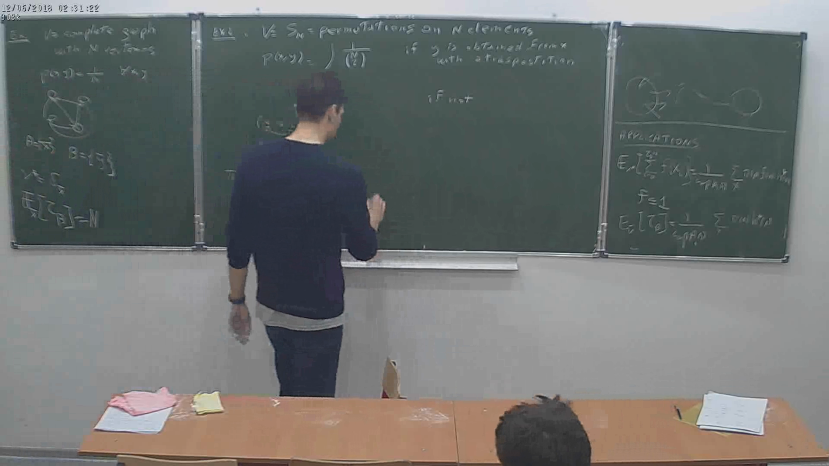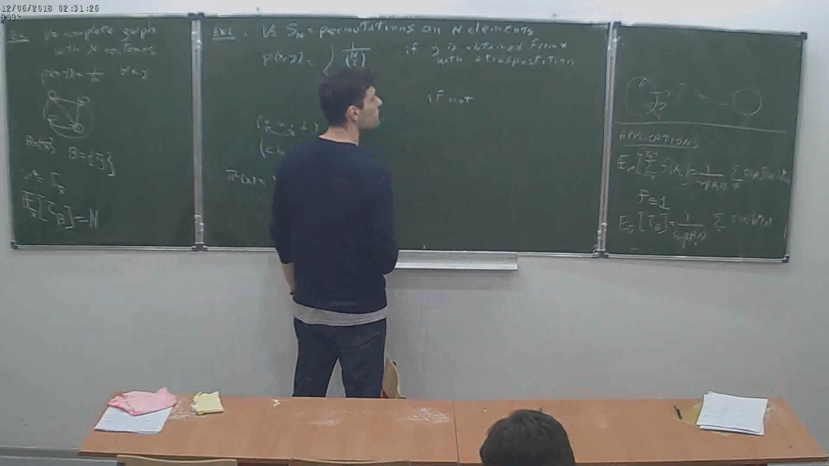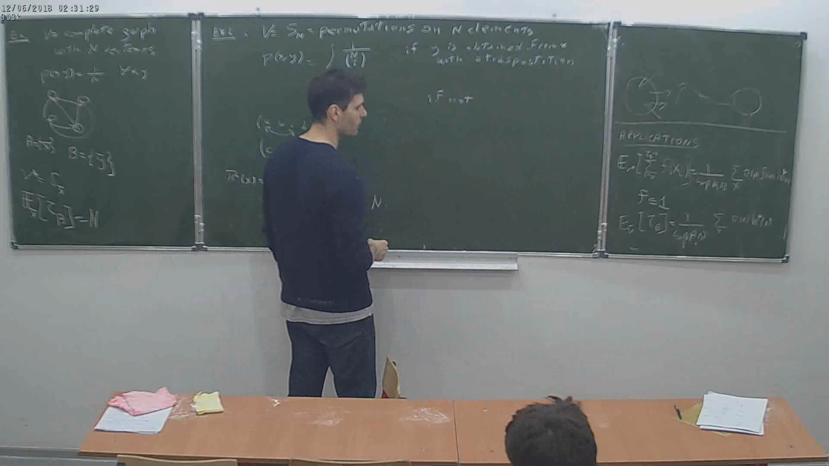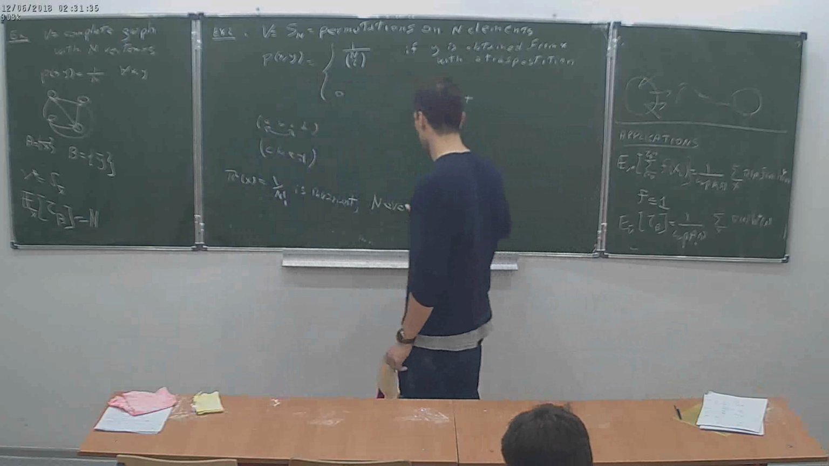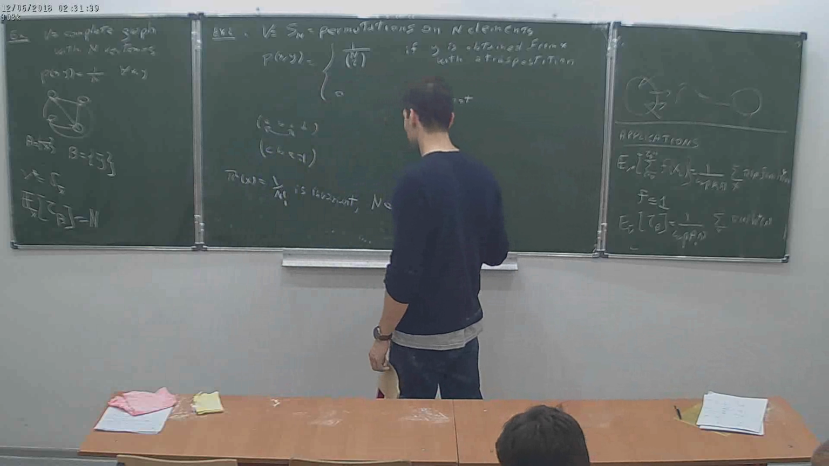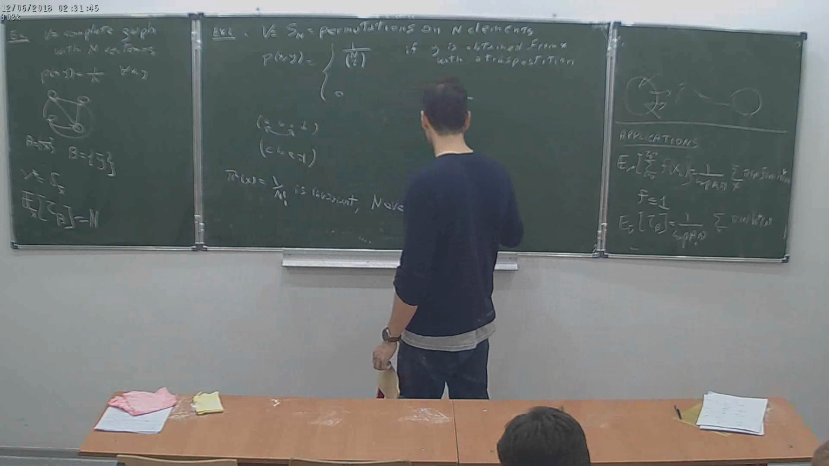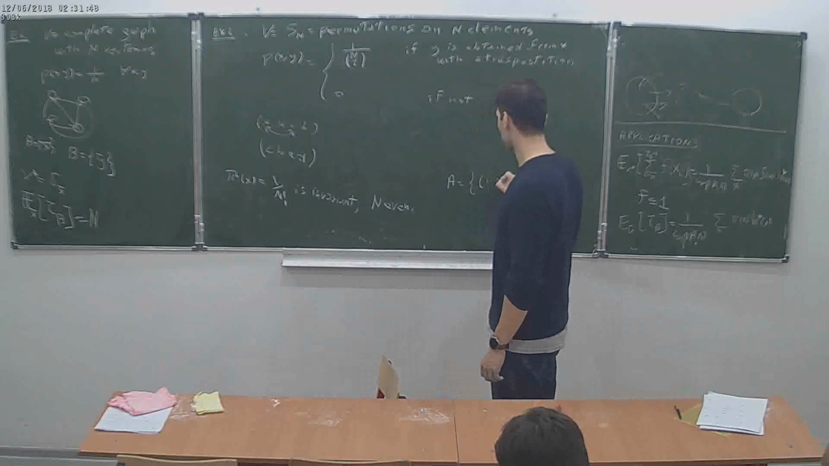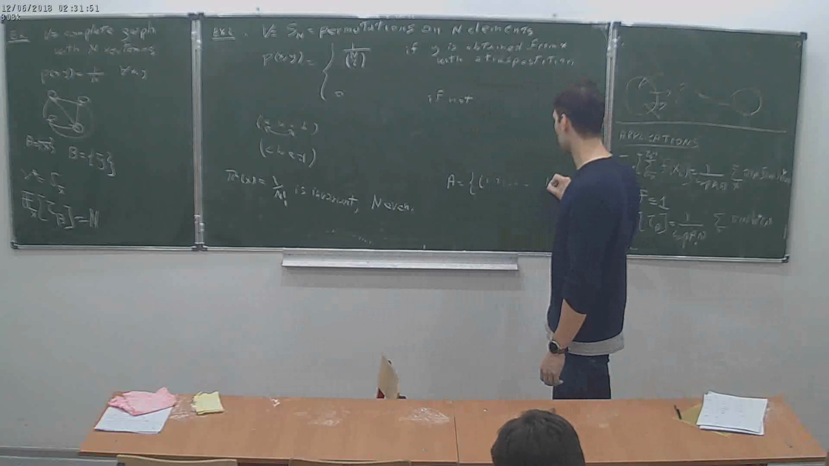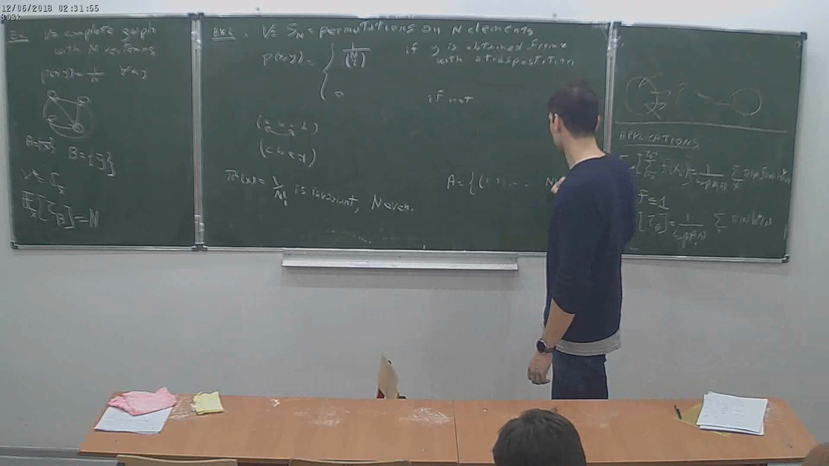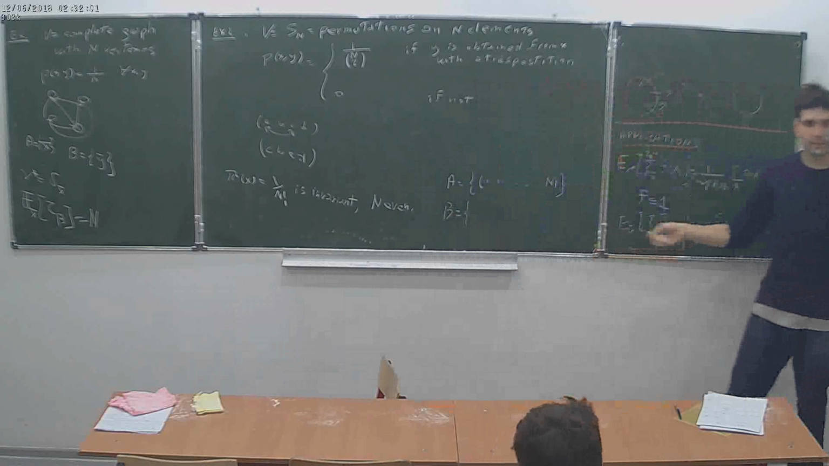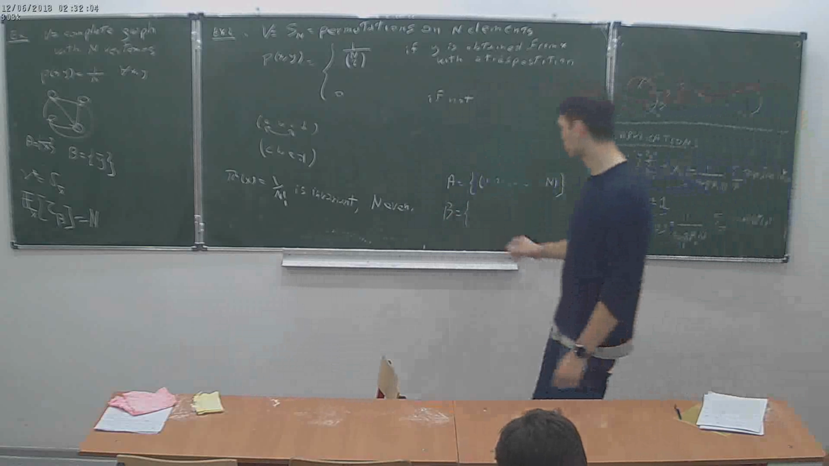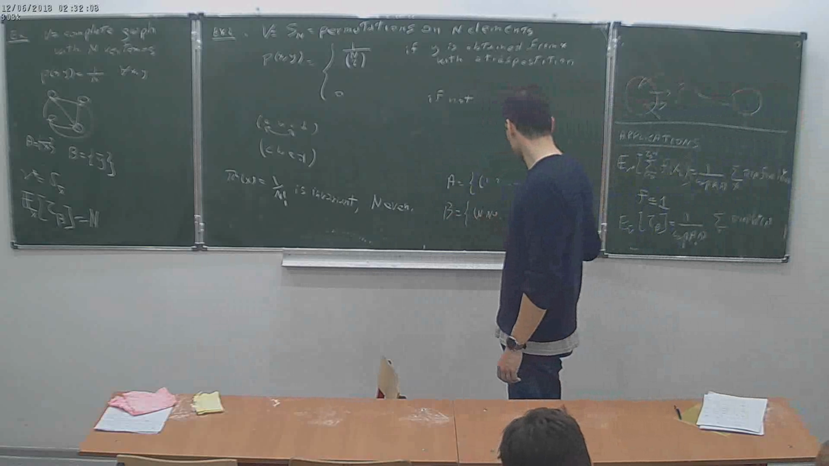And let's take n even. Exercise: try to get an estimate for the hitting time. Let A be just the singleton, the identity permutation 1, 2, up to n. And B, you remember we were interested in understanding how to go very far away, so we can just put n, n minus 1, up to 1.